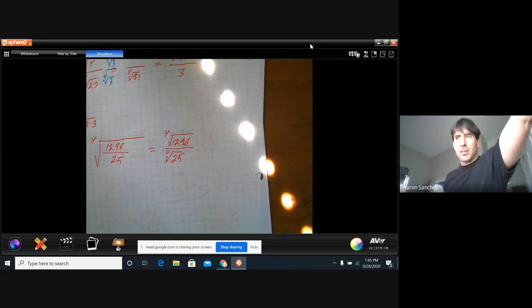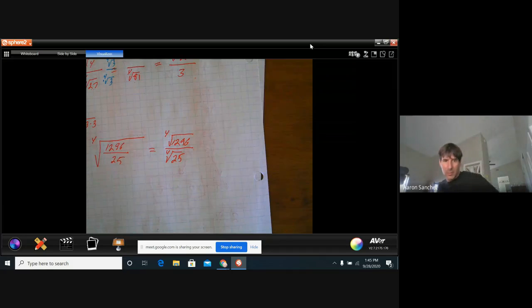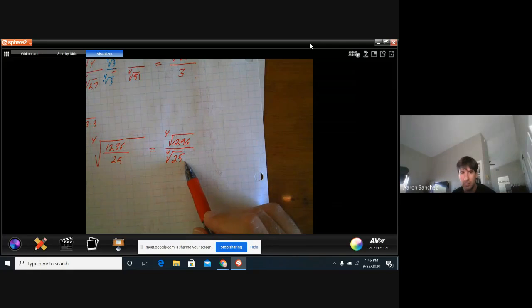Let's see if I can get rid of this glare. Oh, there we go. It's a little dark now. Oh, that works. Okay, so do you understand this step I did right here? Yeah. Okay, I just separated it.